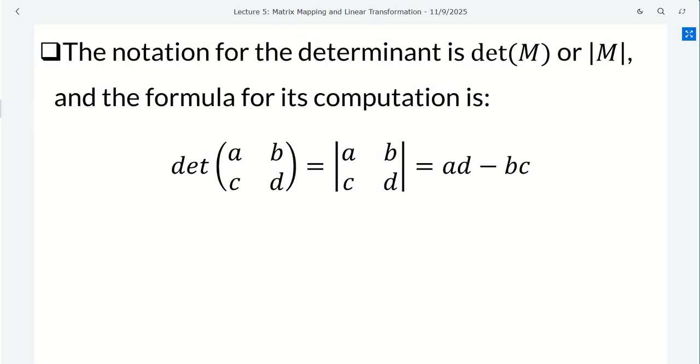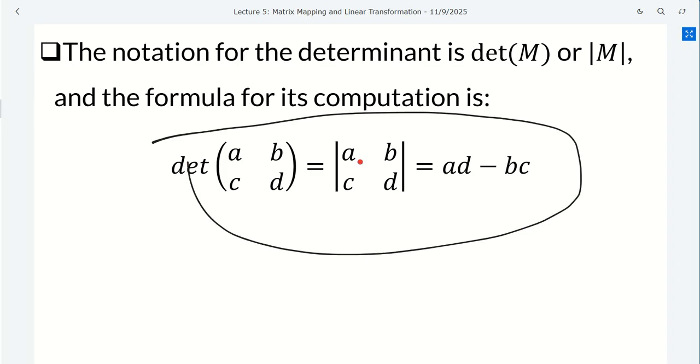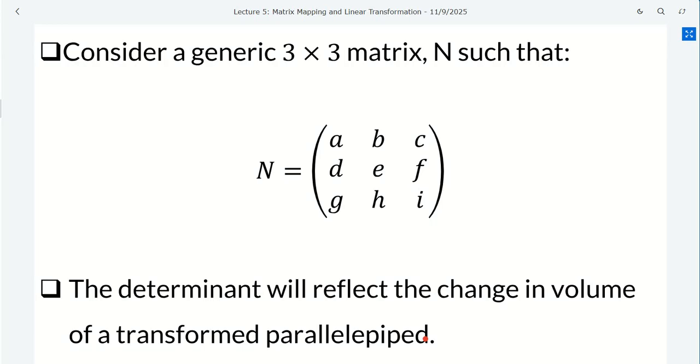Now, if you want to calculate the determinant, this is how it is calculated: we multiply the leading one, then we subtract the lagging one. So AD minus BC. This is for a 2D matrix. What about a 3D matrix? How do you calculate it?